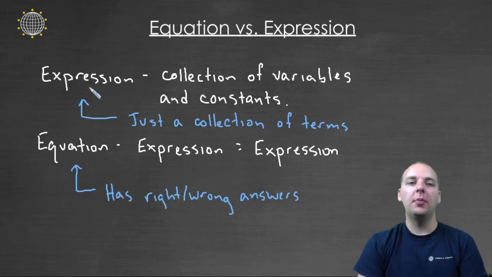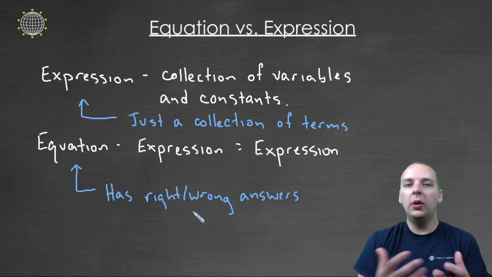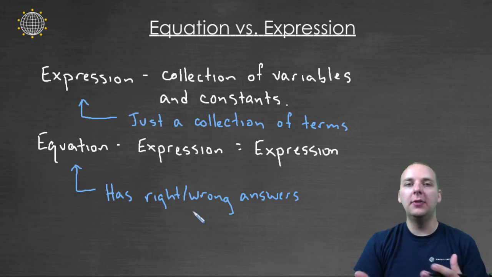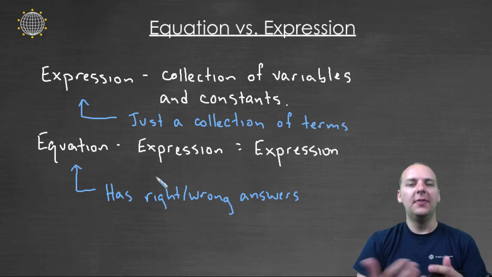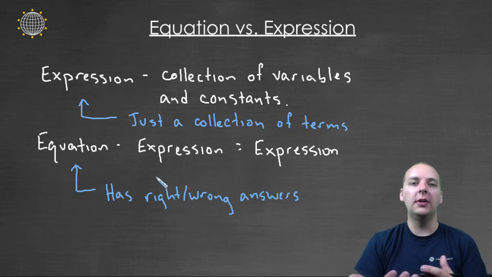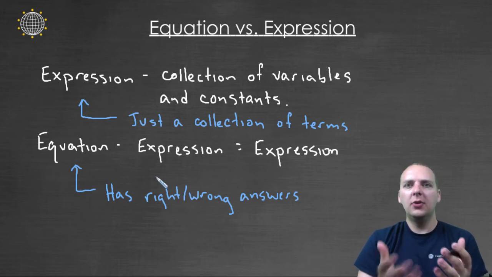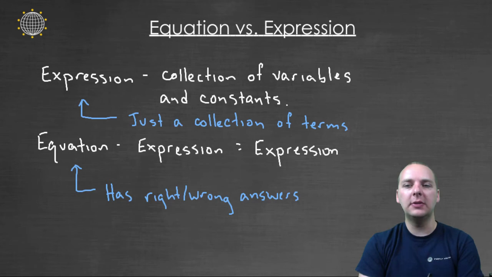So let's just recap. An expression is just a collection of terms and that's it. An equation has right and wrong answers. So knowing that, what are we typically expected to do with these different guys, especially expressions? Because if these are just a collection of terms and they don't have right and wrong answers, then you might be asking, well, Devin, what can I expect to see on a homework or a test or something like that if there's no right or wrong answers? That doesn't make any sense.